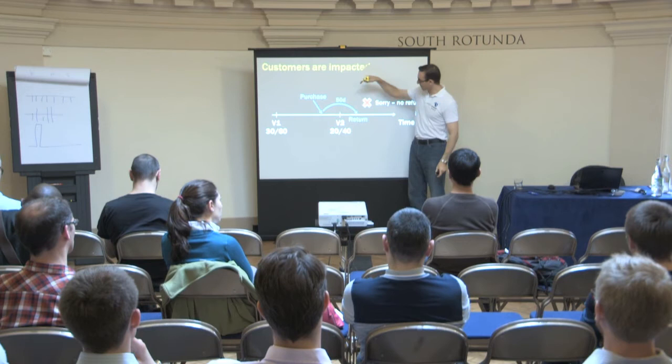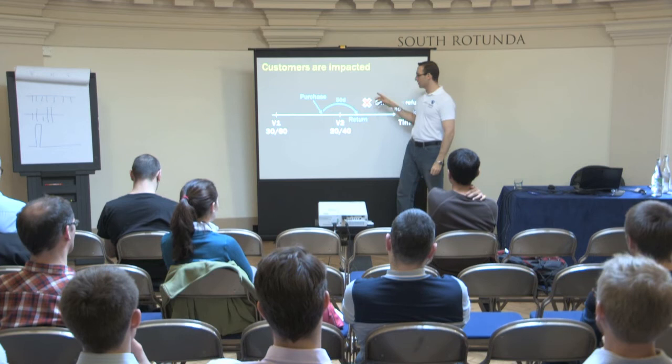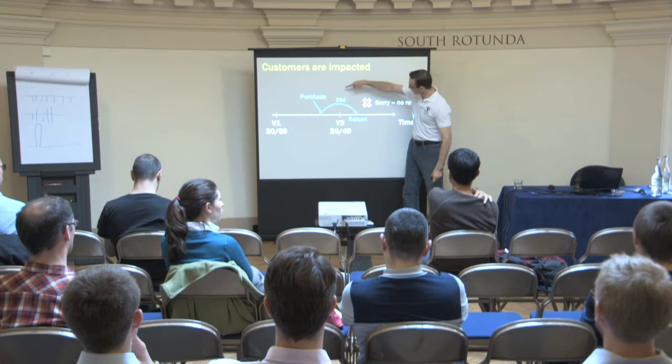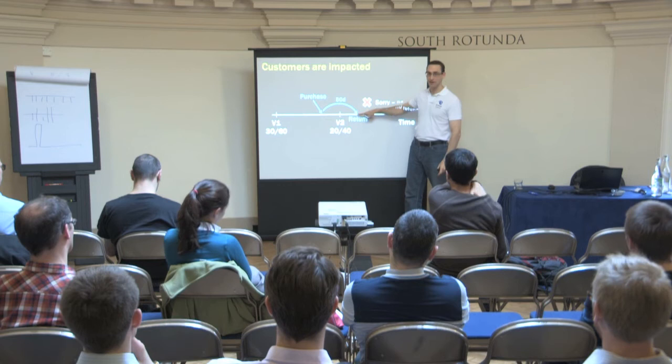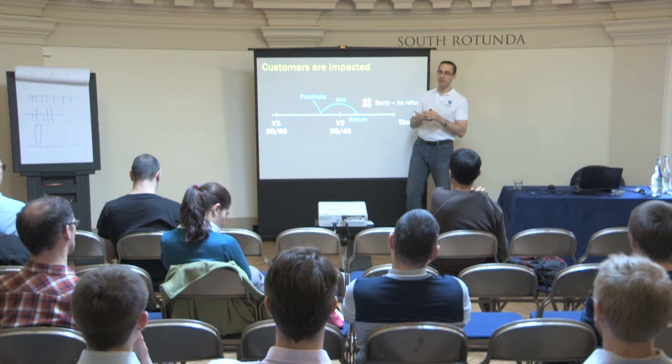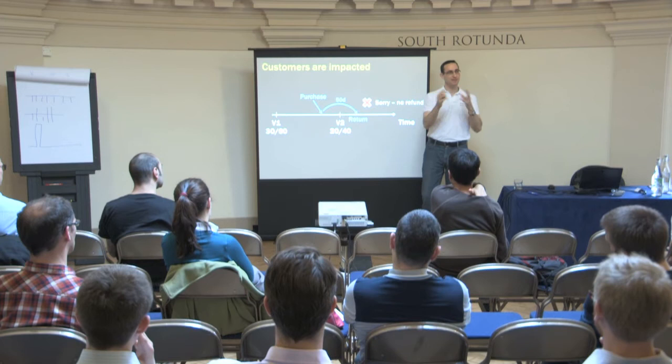So if a customer made their purchase over here and they're doing their return over here, they have to be calculated according to V1 rules. However, if a customer made a purchase at the time of V2 and then they return it shortly thereafter, then they need to get the V2 rules. So we need to have some way that we can have V1 rules and V2 rules happening at the same time in the same system.